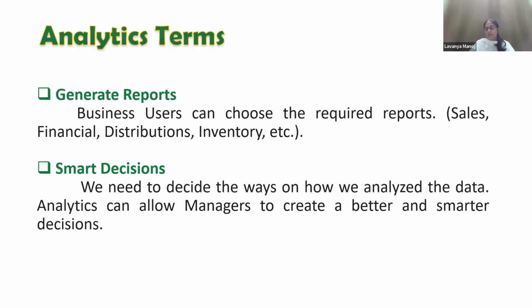And smart decisions. Smart decisions is the allocation of funds to different activities, or whether to bring more manpower into the organization for production or other purposes, whether to extend the organization, that is capacity planning, or to install more machinery for production. All these come under decisions.